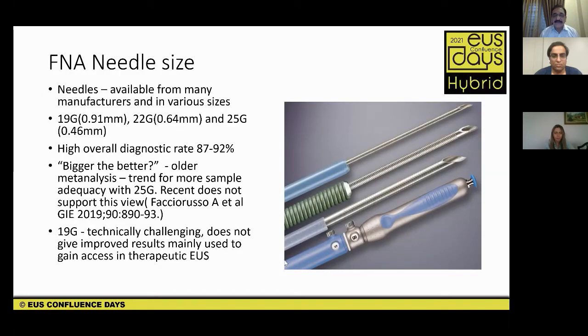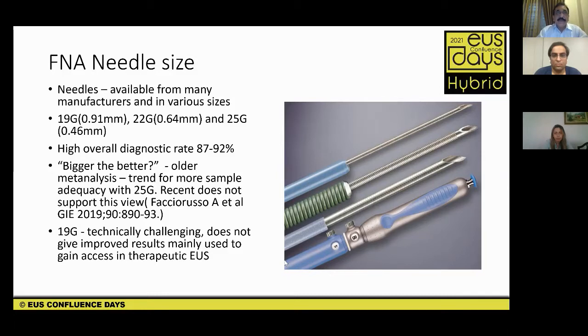So let us start with needle size. There are three commonly available needle sizes: 19 gauge, 22 gauge, and 25 gauge. When we do an FNA, there is a high overall diagnostic rate. And if we think bigger the better, then probably it's not right. Earlier, it was believed that 25 gauge samples tended to be less bloody and hence gave a better diagnostic accuracy, but recent meta-analyses have shown that 22 gauge and 25 gauge give almost the same diagnostic accuracy. Only thing, if we attach a suction, then the field can be bloody in these circumstances. So the choice of 22 and 25G needle depends on the site in which we are doing a biopsy.